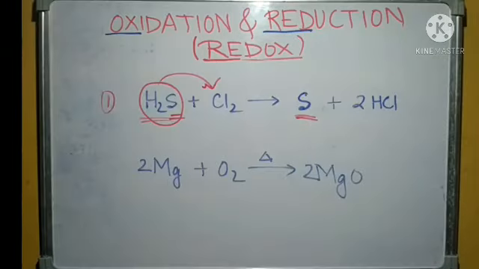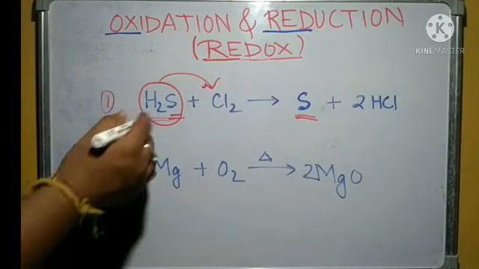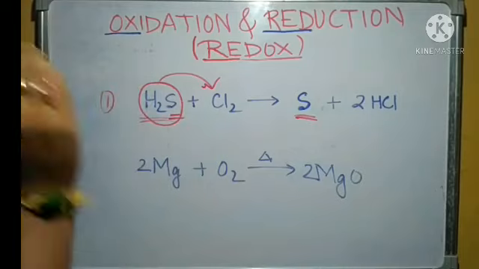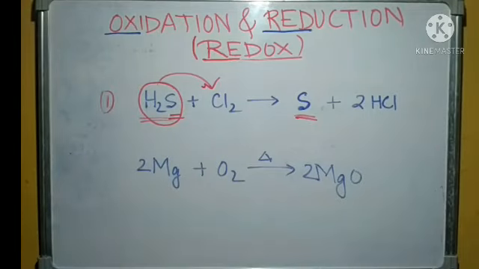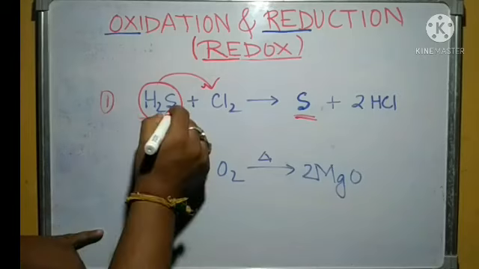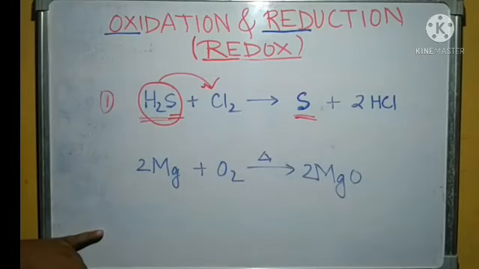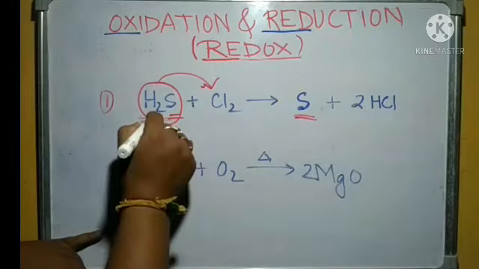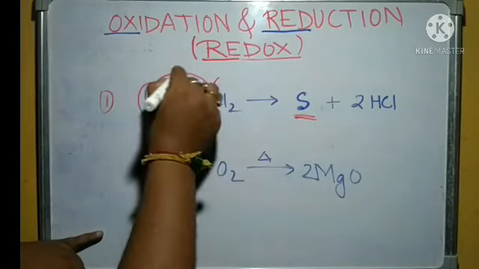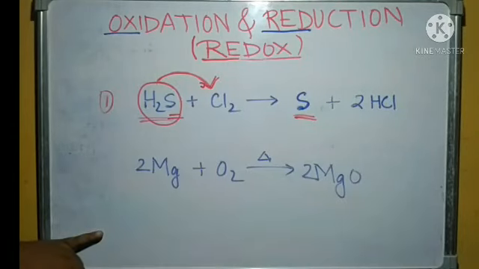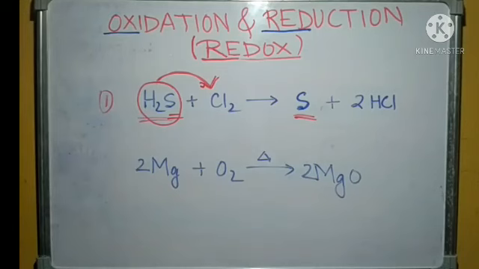Okay, so now let us look at these two examples. Here first we are considering H2S, that is hydrogen sulfide, and chlorine. Here you can see that in hydrogen sulfide, sulfur has two hydrogens. And in this reaction, these two hydrogen atoms are transferred from H2S, that is from sulfur, to chlorine.